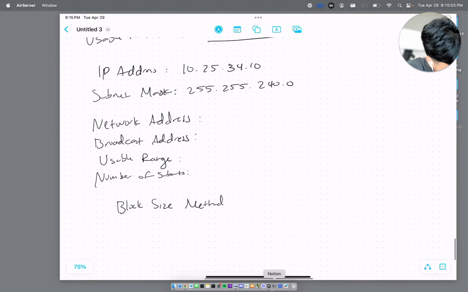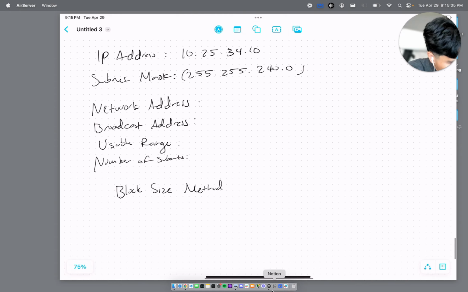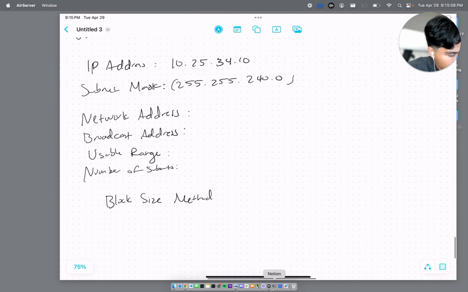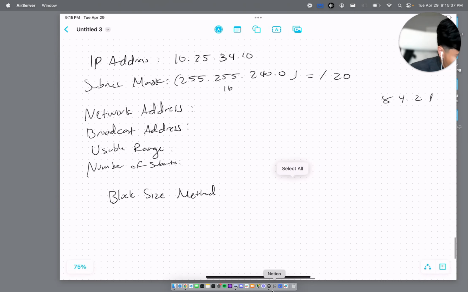Here we'll give it in dotted notation, and in slash notation this is going to be 16, 240. Counting 1, 2, 4, 8, 12, 14, 15, okay, so this is 20 actually. So this is slash 20. Okay, so start off with the block size method.